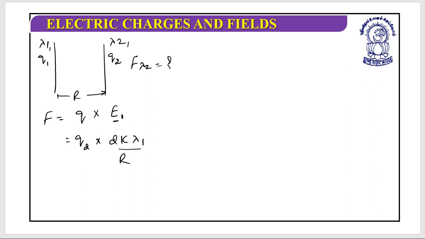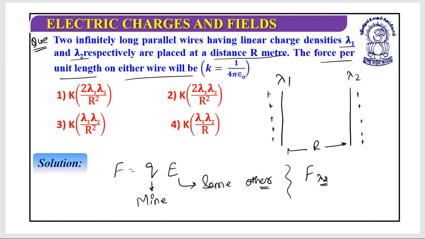Now this is lambda 1. So what I can do is this is equal to 2 into k multiplied by lambda 1 multiplied by q2 divided by r. This is the force I am getting. But let's look at the options. What they want is both lambda 1 and lambda 2, and they require a force per unit length.